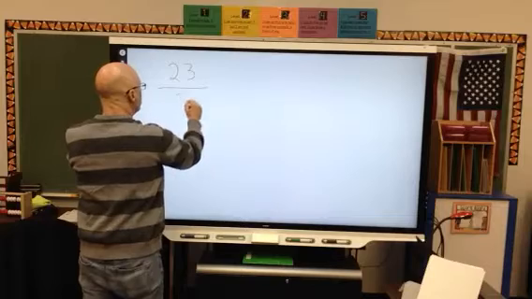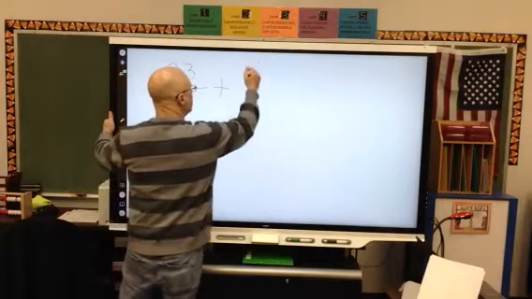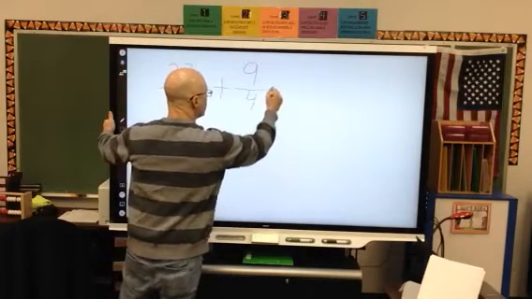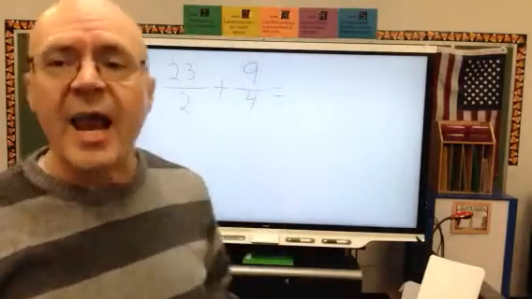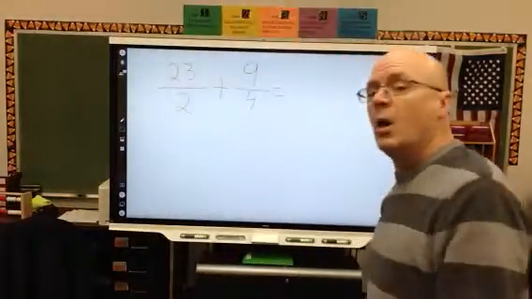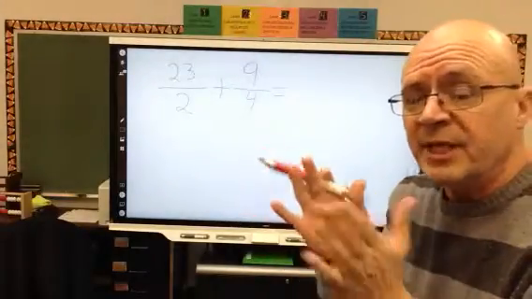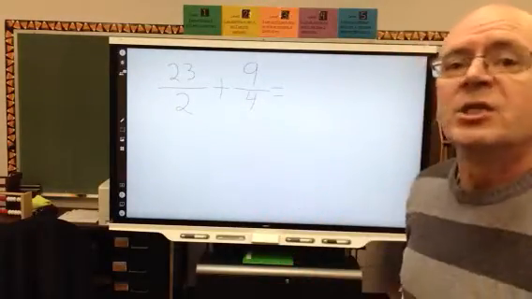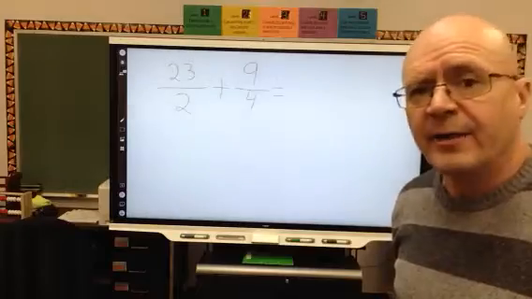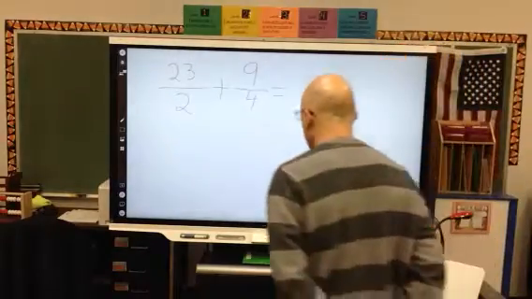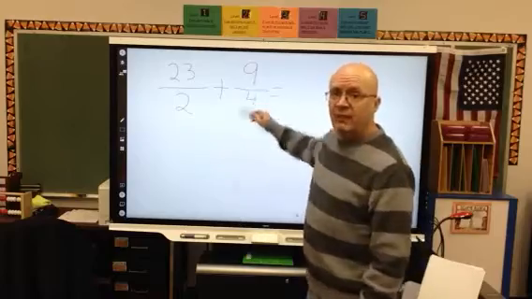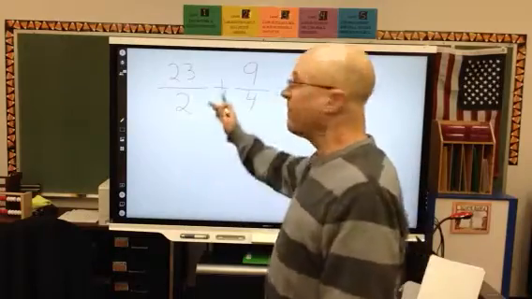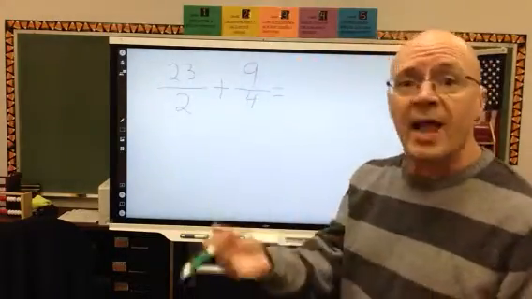The problem was 23 over 2, 23 halves, plus 9/4. Now we know we cannot add this because it does not have a common denominator. We need to find denominators that match. So we're going to use our factors to figure that out. I'm going to start with 2 and see if I hit 4. Let's see if one of the factors of 2 is 4. That will make my life a lot easier.